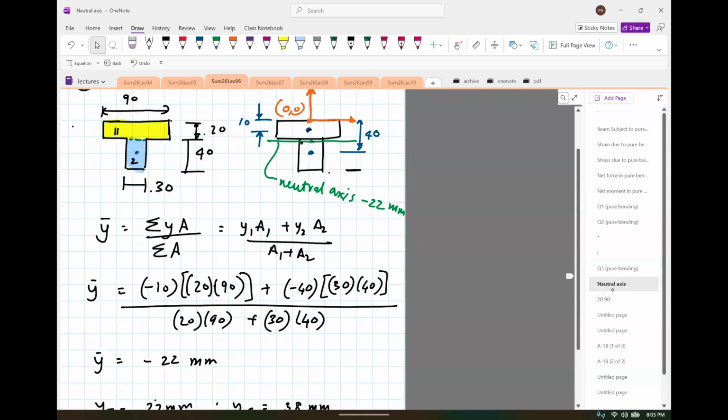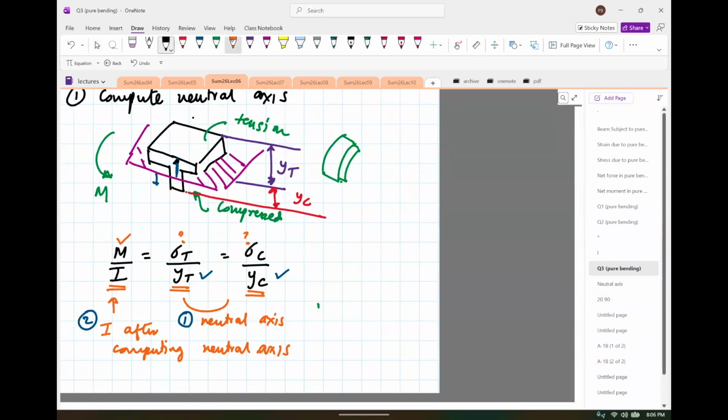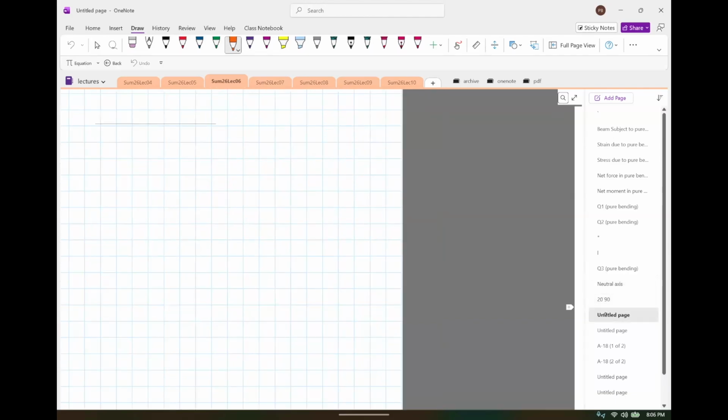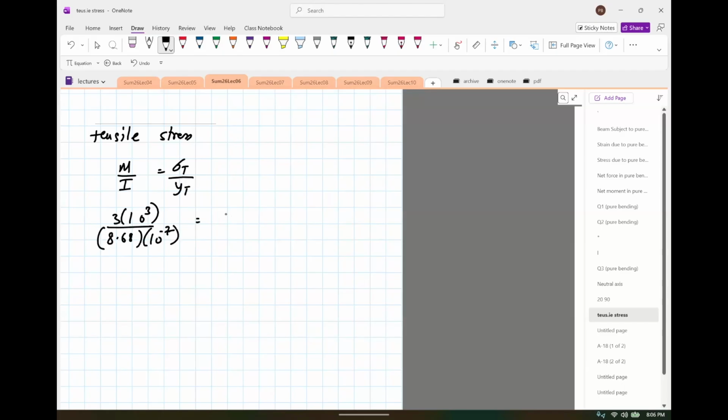Okay. So now we have, in this case, computed the second part too. So this is known. So it's just a matter of using the formula. So here we go. So putting it all together. So let's find tensile stress. So that would be M divided by I equals sigma t divided by yt. M is 3 times 10 raised to 3. I we just computed 8.68 times 10 raised to negative 7. Sigma t is unknown, and yt is, we wrote it down earlier from the neutral axis. So this gives sigma t equals 76 megapascals. So that's answer 1.